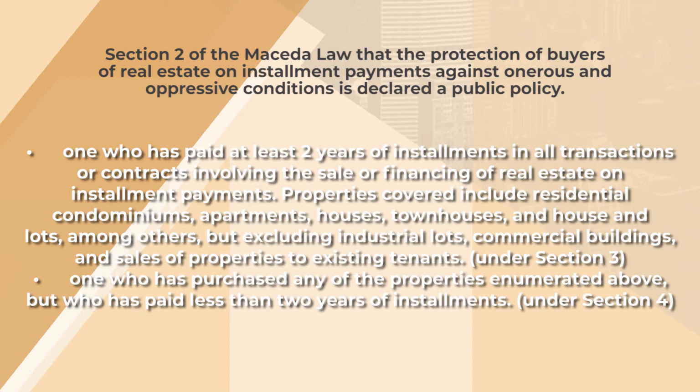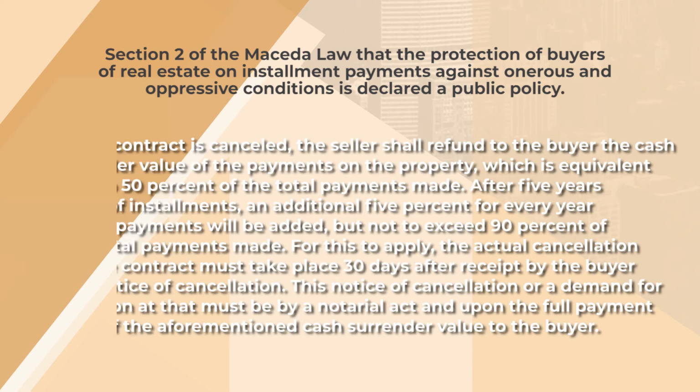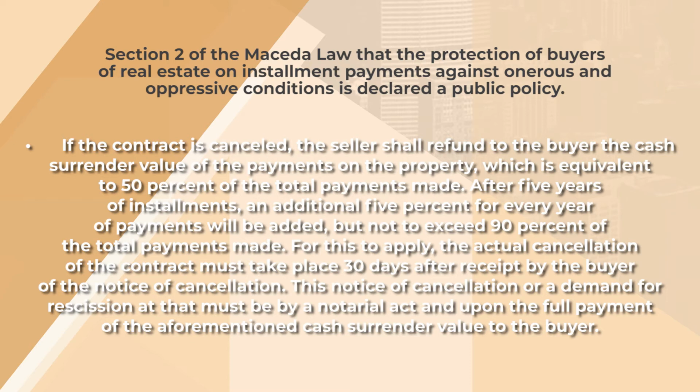Next is one who has purchased any of the properties I've just said, but who has paid less than 2 years of installments, and this is under Section 4. Therefore, if the contract is cancelled, the seller shall refund to the buyer the cash surrender value of the payments on the property, which is equivalent to 50% of the total payments made. After 5 years of installments, an additional 5% for every year of payments will be added, but not to exceed 90% of the total payments made.